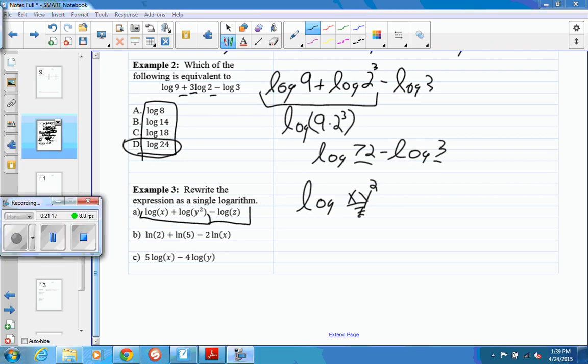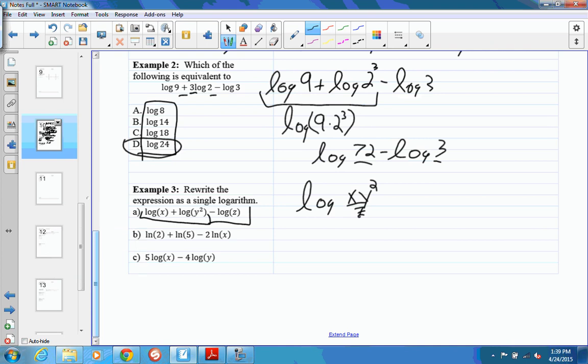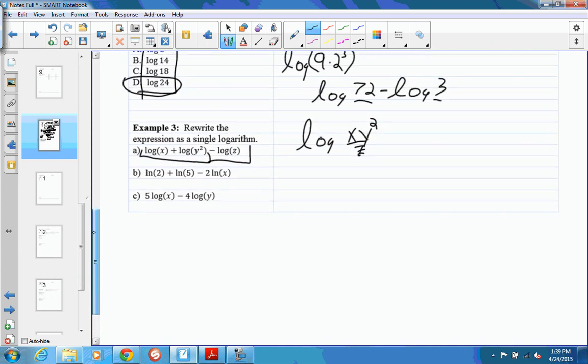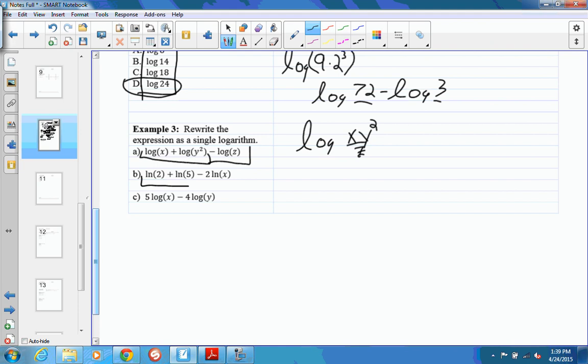This one wasn't bad, right? I think most of us did that pretty well. It's just a natural log of 2 plus a natural log of 5. So I'm going to change just that part to ln of 2 times 5. That's an L, not an I. It's L, natural log.